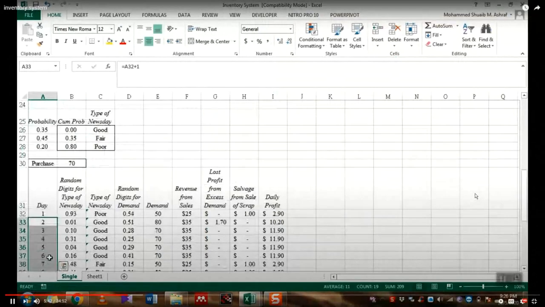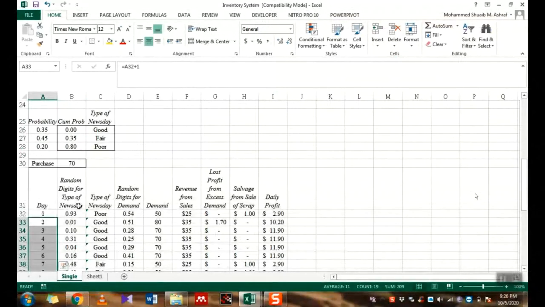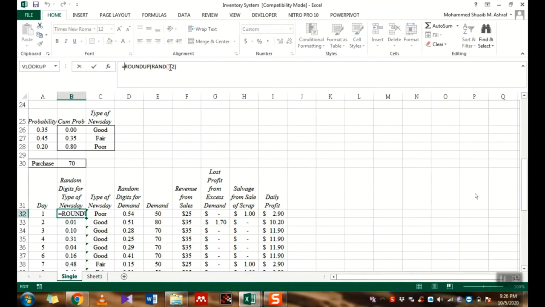So we have 20 customers here. Type random digit for news day. For this we have used the random function. In the previous problem we did not use the random function. You can use round up or as you like. Simply, if you like, you can use the rand function also.